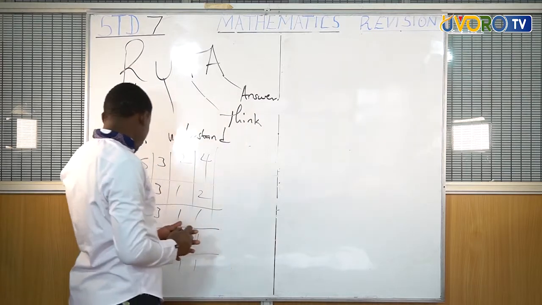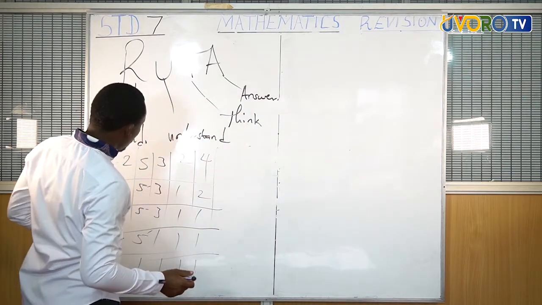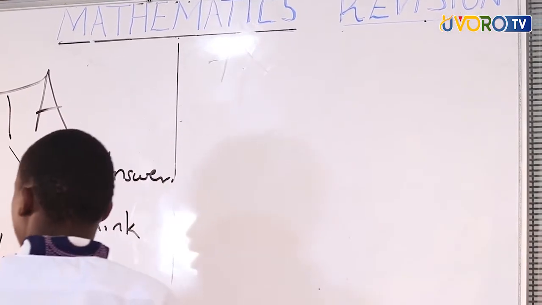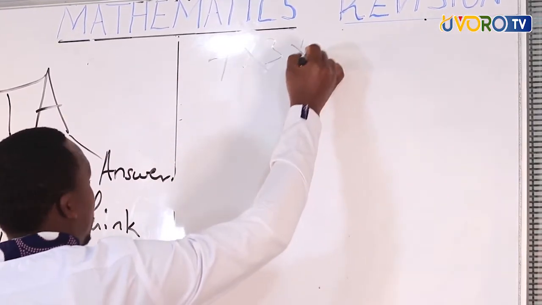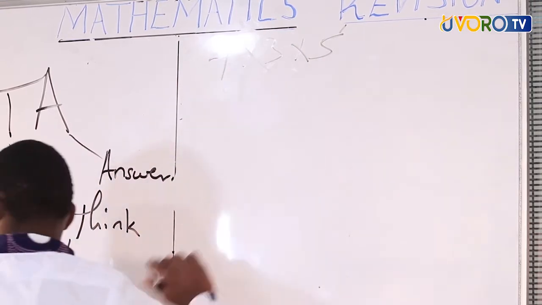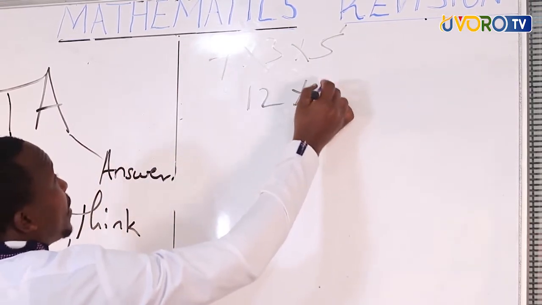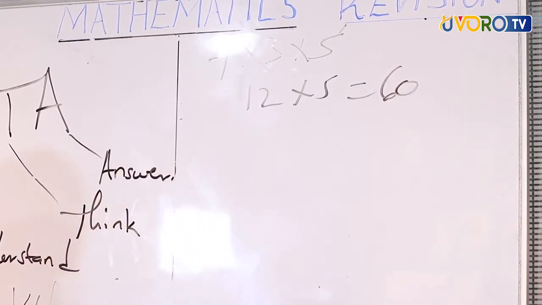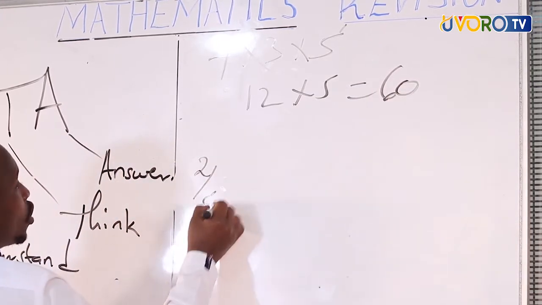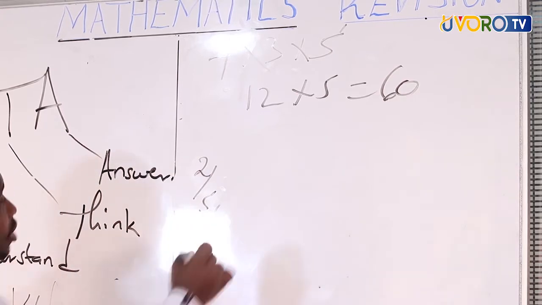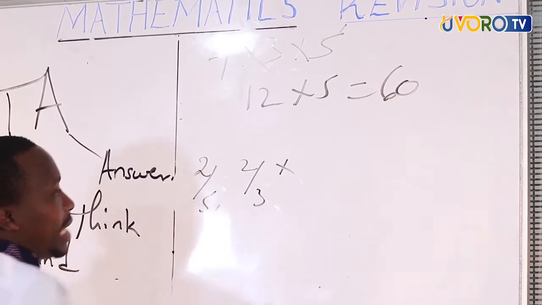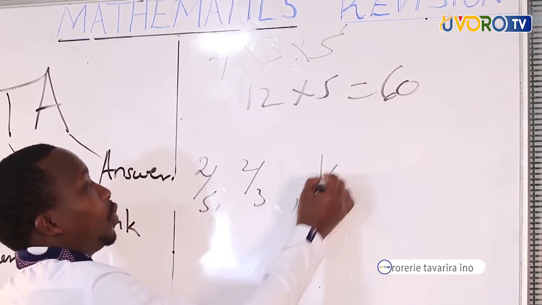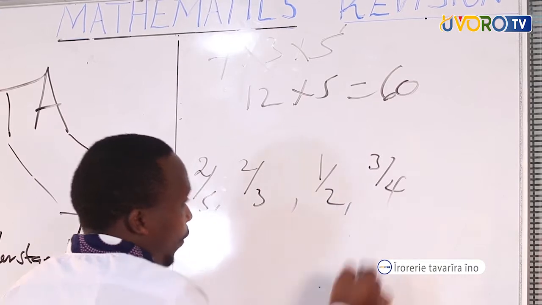We just multiply 2 times 2, which is 4, times 3, times 5. 4 times 3 is what? 12. Times 5, which is 60. Now, our fractions: the first one was 2 over 5, the second one was 2 over 3, the other one was 1 over 2 and the rest 3 over 4.